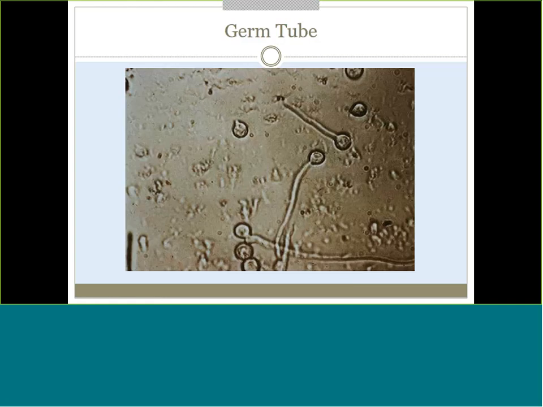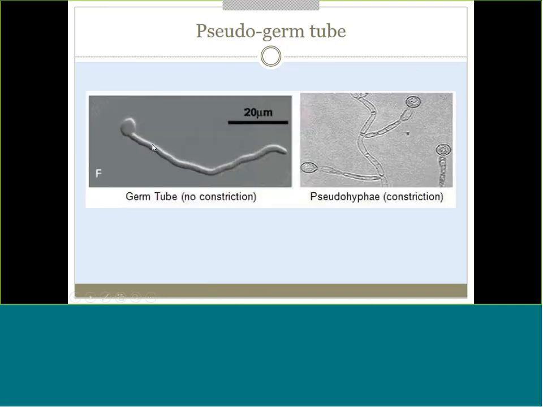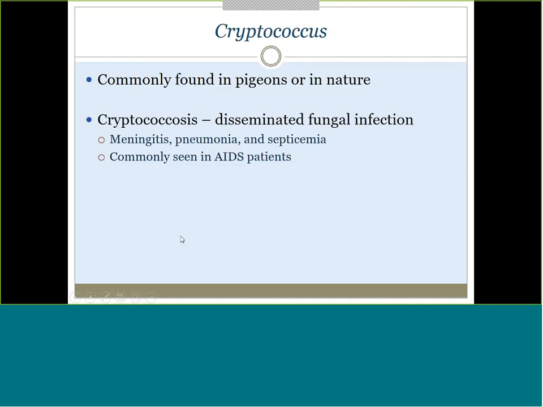There it is again. Again, there's no constriction at the base here. It just goes straight into the hyphae formation. So it's just starting to form hyphae. You also have pseudogerm tubes, which are not true germ tubes. They look like it, but they're not. And the difference is they do have a constriction at the base. So this is showing you a germ tube with no constriction, and then you have pseudohyphae that has constrictions. I do not test you on pseudohyphae. It's just a mention of it. I just want you to know what a germ tube looks like, and Candida albicans is what it's testing for.